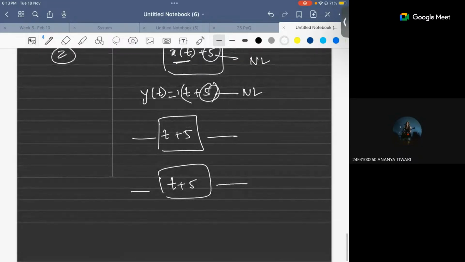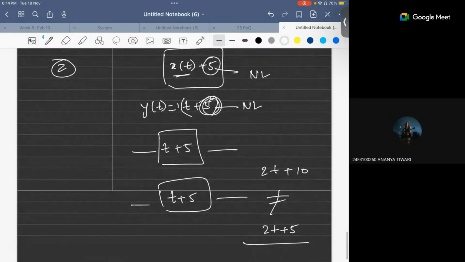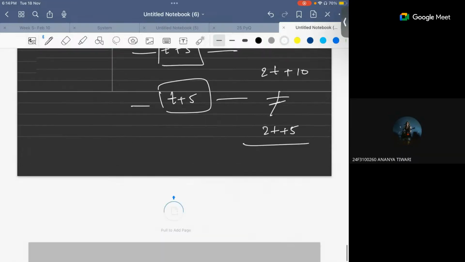Okay, and the constant that you are multiplying is 1 only. That also will make the system 10t plus 10. But if you directly transform, it will be something like 2t plus 5, right? So both are not equal. So this also doesn't follow additivity and homogeneity. So this is a non-linear function. So t plus 5 will make the system non-linear. This 5 will make the system non-linear basically. Okay, the constant will make the system non-linear.